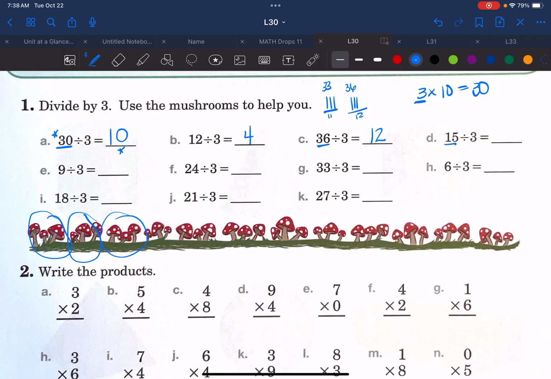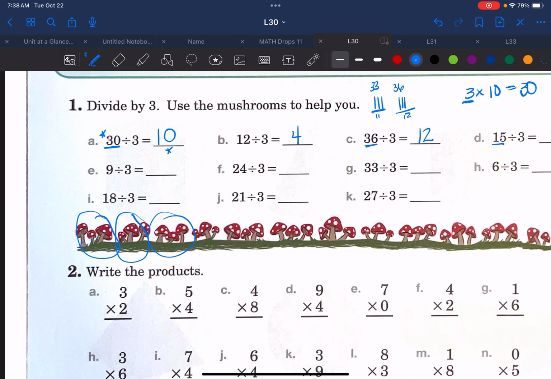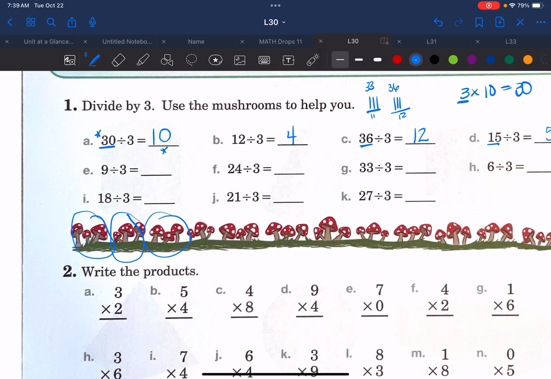Let me sing this song and do tallies in case that helps you. 3, 6, 9, 12, 15. And then I count how many that is. 1, 2, 3, 4, 5. That was 5 times. All right, I'll do the same thing for 9. 3, 6, 9. Stop. How many tallies did I get? 3. And 3 times 3 is 9. All right, for 24, ready?